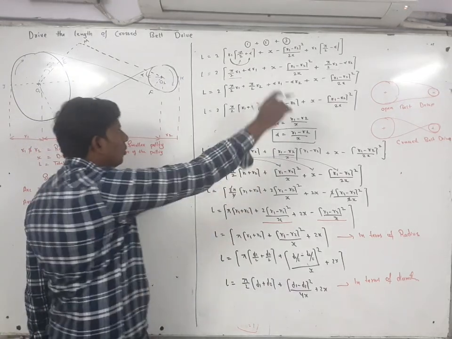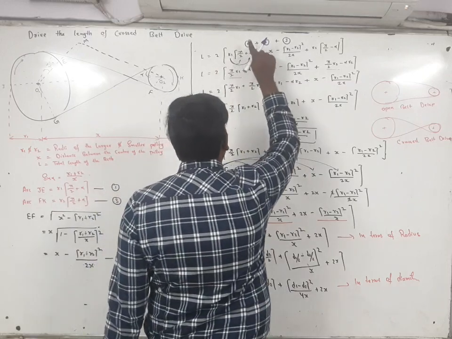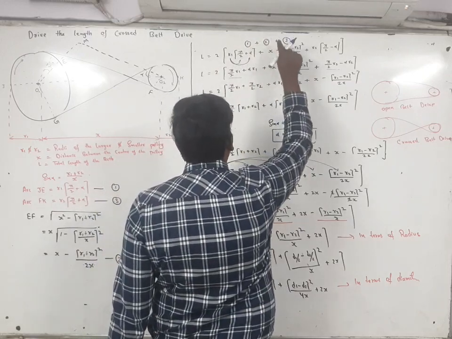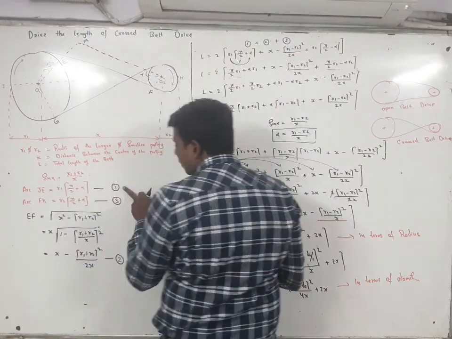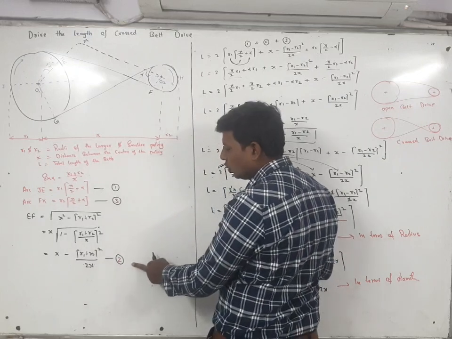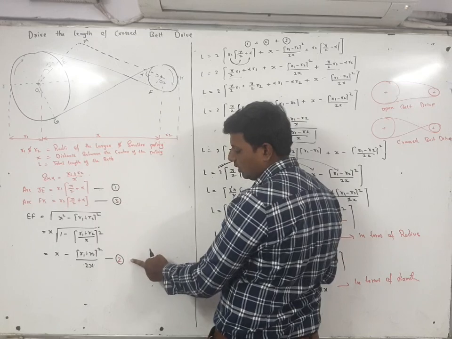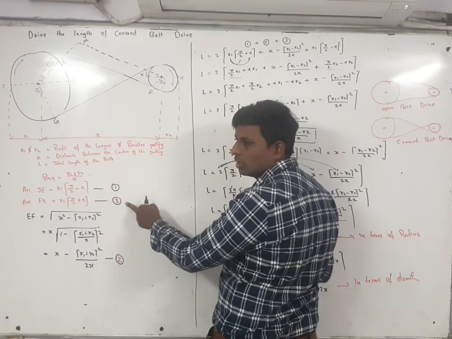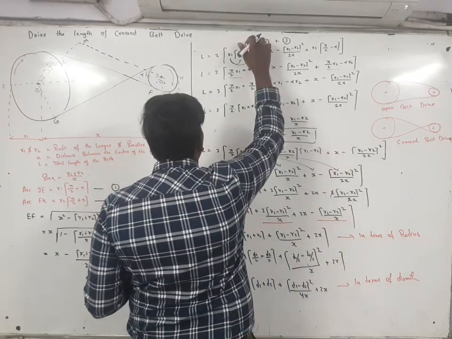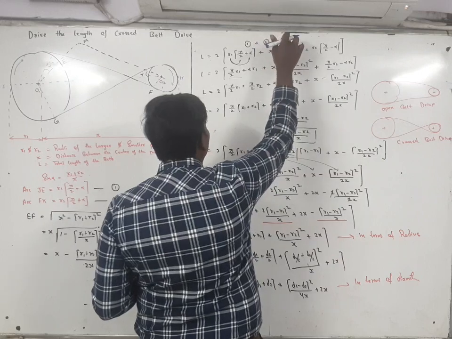After that, what you have to do? L is equal to 2 into (equation 1 plus equation 2 plus equation 3). This is equation 1, this is equation 2 and this one is equation 3. So, equation 1 plus equation 2 plus equation 3.